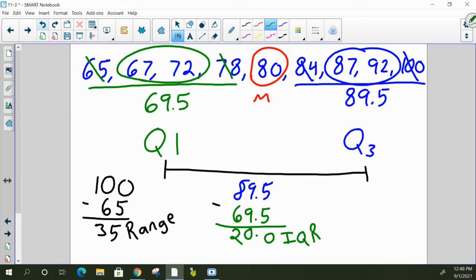So we've got our quartiles. We've got our median. We've got our interquartile range. We've got our range. Is there any number that looks like it might be an outlier? Anything that looks like it might be an outlier? It doesn't quite belong there? Kyle, why do you think 100?